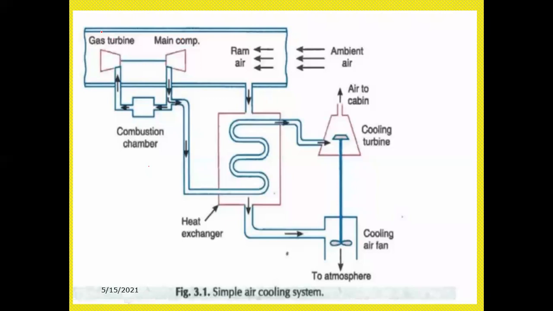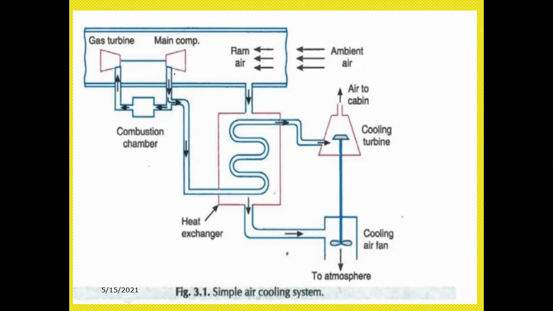This is a setup where the air is going in and air is coming out, and this is the outside atmosphere. Okay, now this is a gas turbine and this is a main compressor, right? From the ram air, the ambient air is passing into this chamber. Here it is passing into the heat exchanger. So exchange of heat takes place in the heat exchanger chamber. Here the air is passing into this chamber, right?